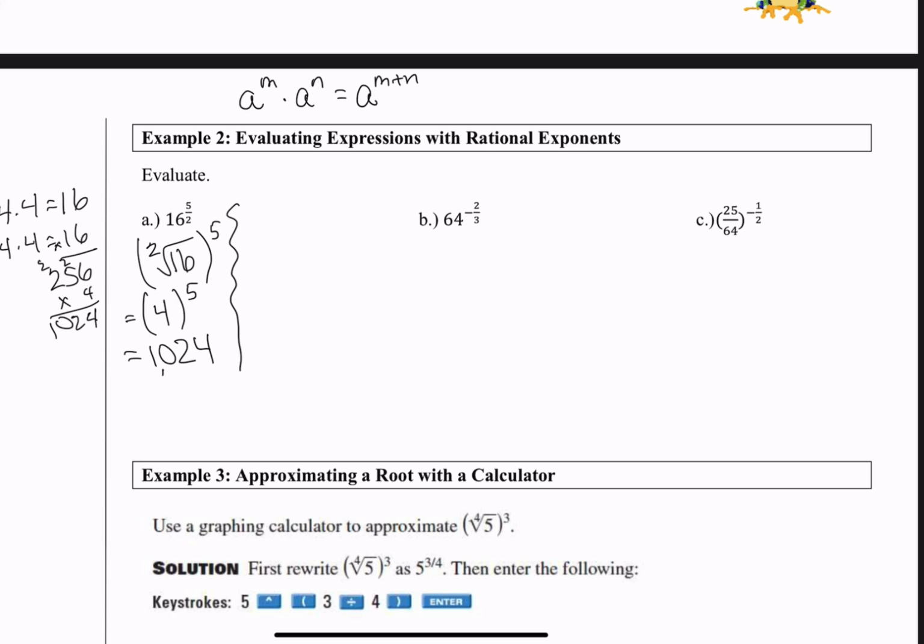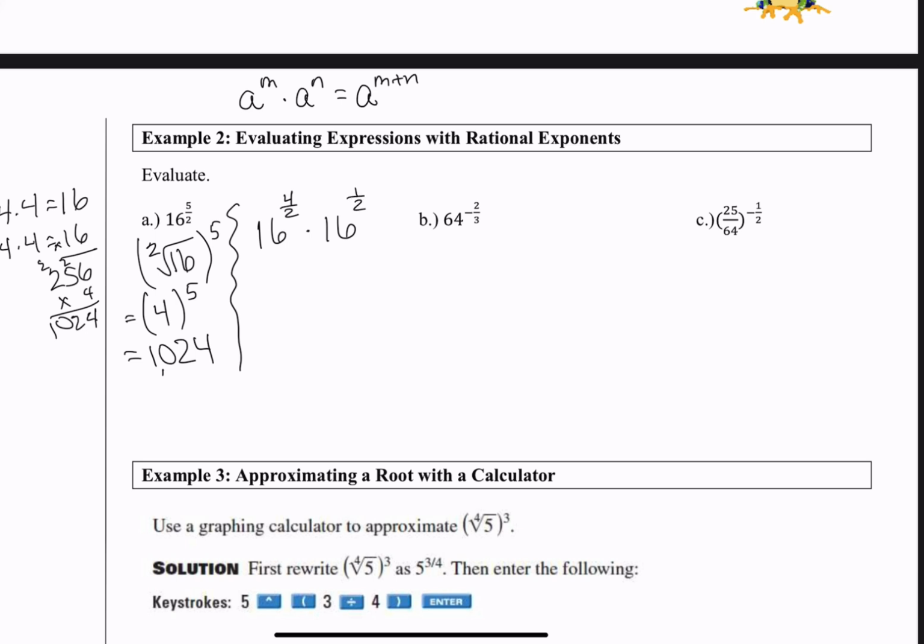So I know that if I have bases that are the same, such as 16, and I multiply those, it means I'm going to add the exponents. So let me see how many wholes I can get out of 5 halves. How many times does 2 go into 5? It goes in 2 times. So I can rewrite this as 16 to the 4 halves times, and then 16 to what power will get me those 5 halves? That's right, 1 half.